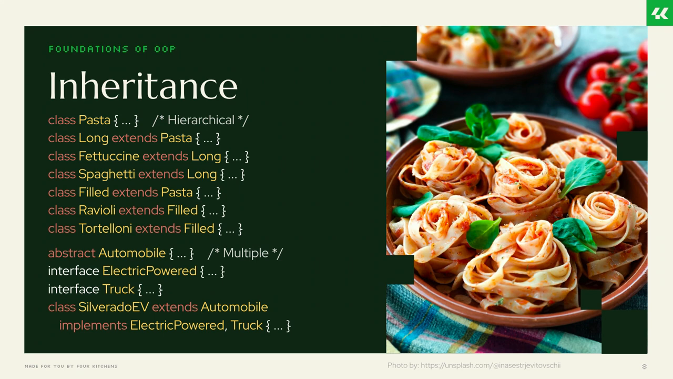I got some noodles up on the screen. Pasta is my parent class, but it has two children. It's extended by long pasta and filled pasta. Both are delicious. Try them all. But even those are extended, right? There's a whole family tree of pastas. So fettuccine and spaghetti extend long pasta. This is hierarchical inheritance, and it's what we often think about in object-oriented programming. But this is just one of the four pillars. Let's keep that in mind as we go through, because this is where we fail a lot.